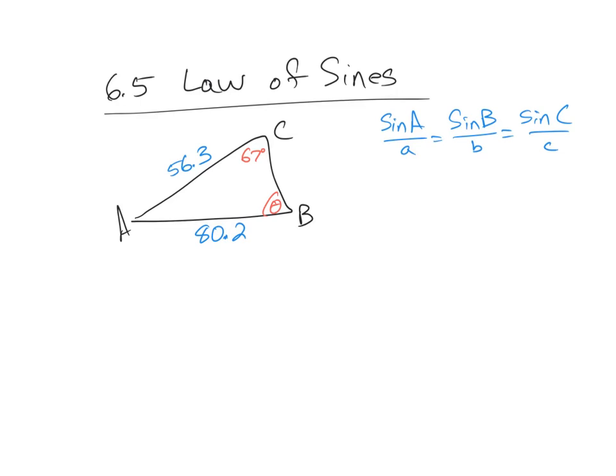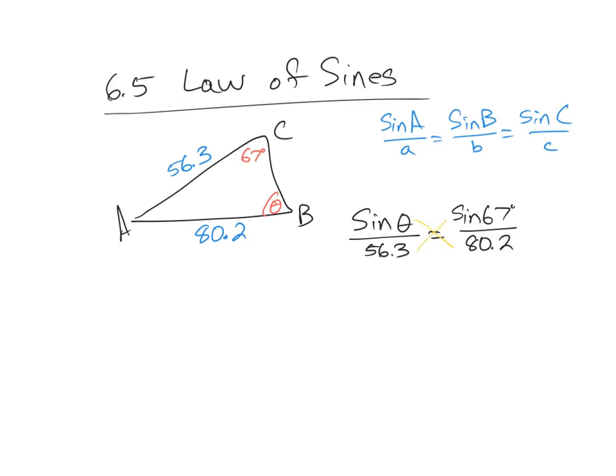So if I want to know angle B, what I do is I say the sine of theta is to 56.3. And then I'm not going to use sine of A because, number one, I don't have that angle, nor do I have the opposite leg of A, right? So I'm going to use the sine of C, which is the sine of 67 degrees over 80.2.